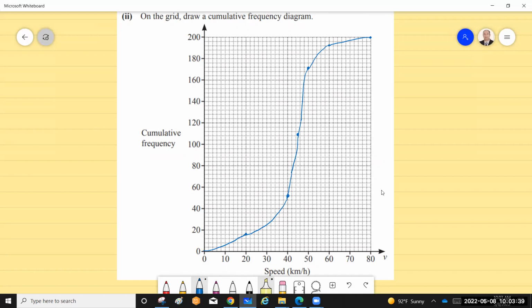Now, from the cumulative frequency curve, you can calculate the upper quartile and lower quartile. The number n, as you see, is 200 cars. The lower quartile is 1/4 of 200, which is the 50th value. So the 50th value is almost here. You just draw a line by ruler here. It's 40. Q1 is equal to 40, as you see.